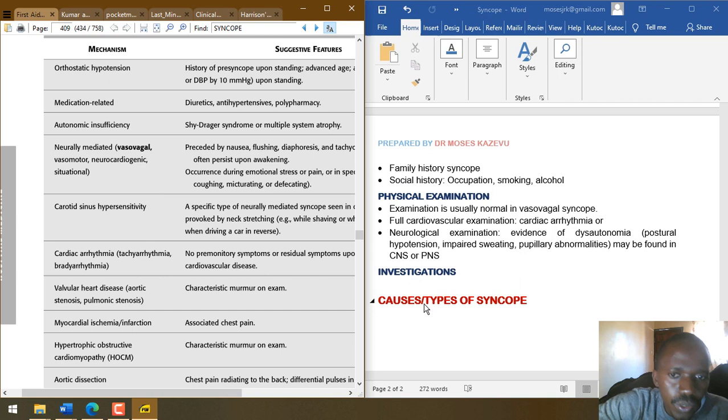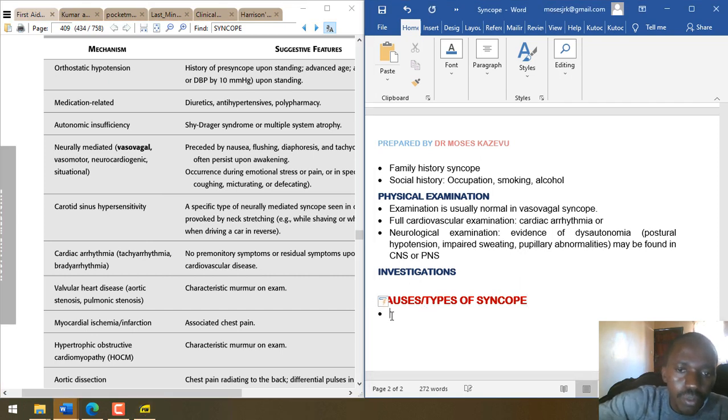So we can say here, those that are neurally mediated. So this is pretty much your vasovagal, vasomotor, neurocardiogenic, and situational. These are very, very important.